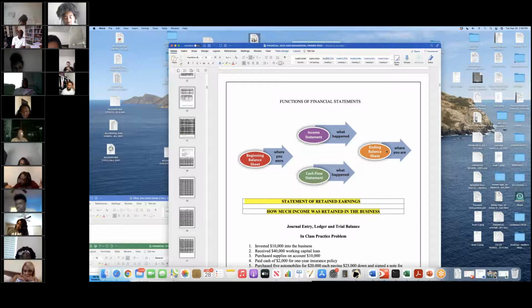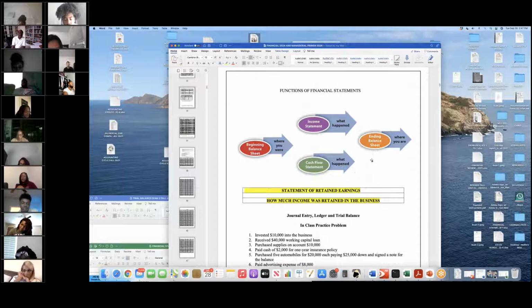Then we get to where you are. So where were we on January 1st of 2021? What income did we have in 2021? How did our cash look in 2021? How much of the income did we retain in the business? And then where are we at the end of the year? We had income. How much cash do we have now? How much do we have in receivables? So that's what we're trying to show.